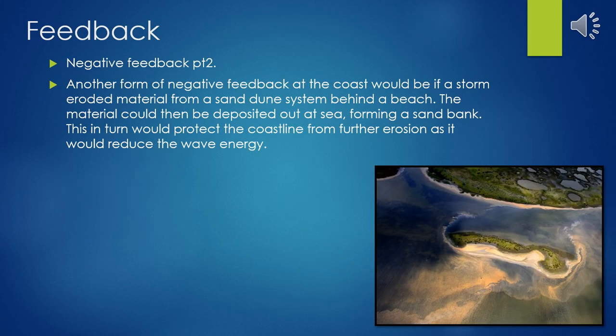A second example of negative feedback would be the change in a coastal system after a storm. During a big storm, lots of material from the land will be eroded and removed, which will change things, but also some of that material can go out to sea and be built up as a sand dune system behind a beach or a sand bank just off the beach. In the picture you've got a sand bank, and that's going to reduce the amount of erosion on the shoreline as it basically acts as a little barrier.